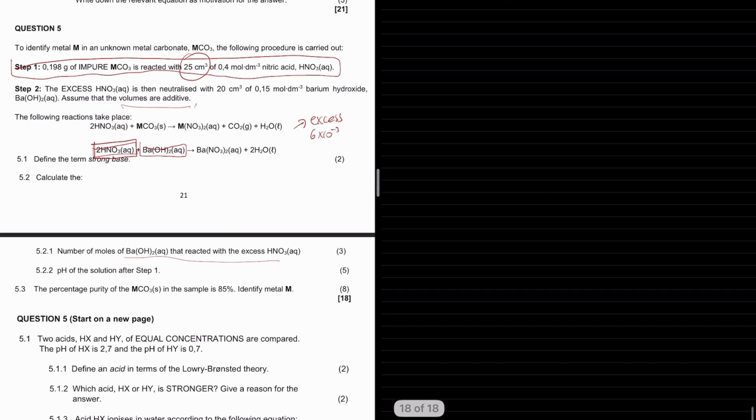Question 5.3. Calculate the percentage purity of the MCO3 in the sample. The percentage purity of the MCO3 in the sample is 85%. Identify metal M. So here, what we'll do is we will say that 85% of the impure is pure. So 85% of the 0.198, that's equal to 0.1683 grams, and that's the pure amount.